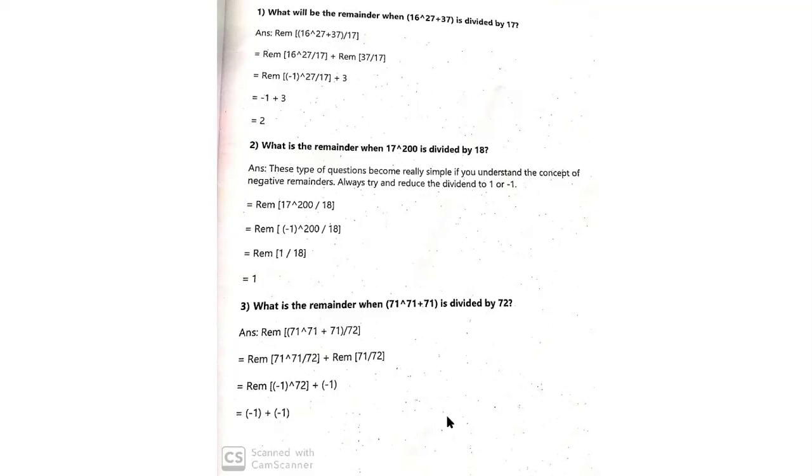But remainder is never negative. So what if we are getting a negative remainder? We will simply add the number by which we are dividing. We are dividing by 72, so minus 2 plus 72 would make 70. Are you people able to understand this? Yes, sir. Great. Let's move on to question number 4.